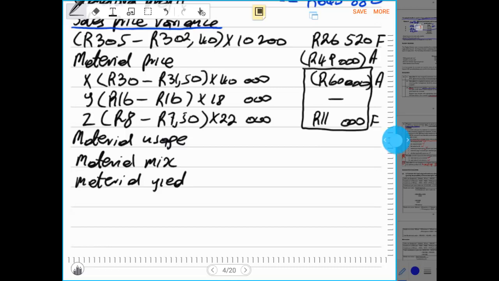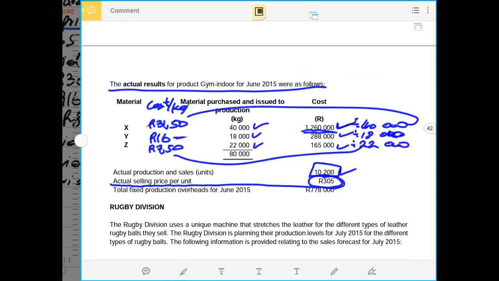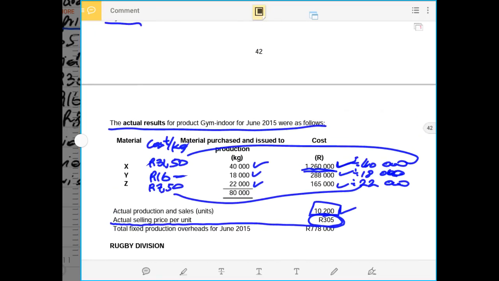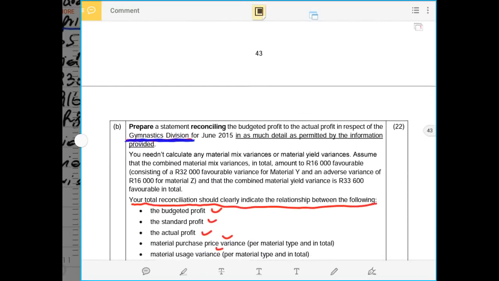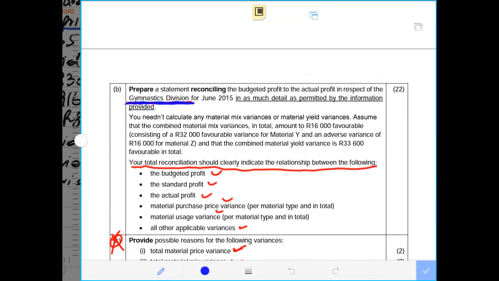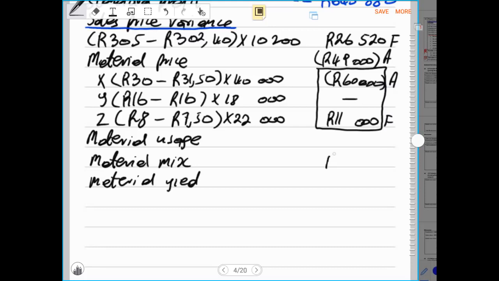And they have already given us these two variances, which are mix and yield. The sum of the two is just material usage. So we go to the variance that they provided to us already in the question. They said that we needn't calculate any of the material mix variance or material yield variance, which in total is material usage, because material mix variance in total was 16,000 favorable. So we write material mix as 16,000, which is favorable.